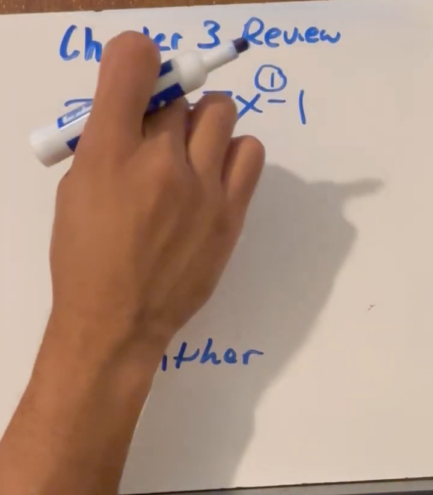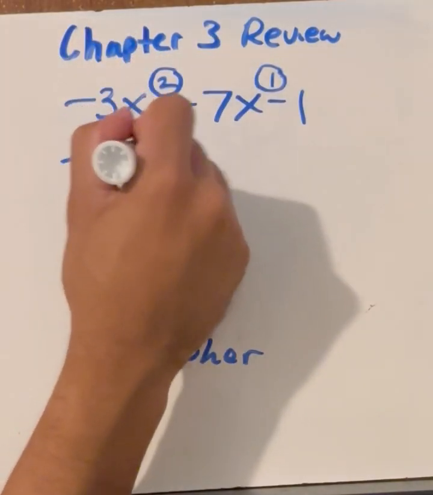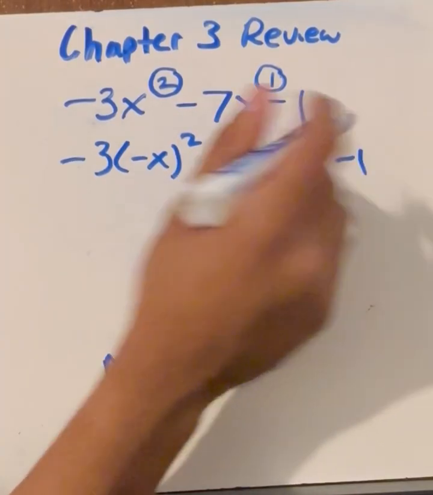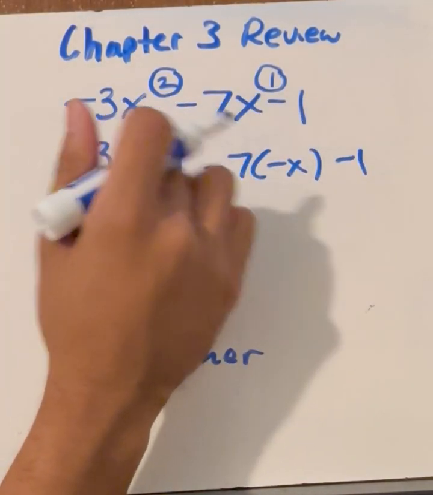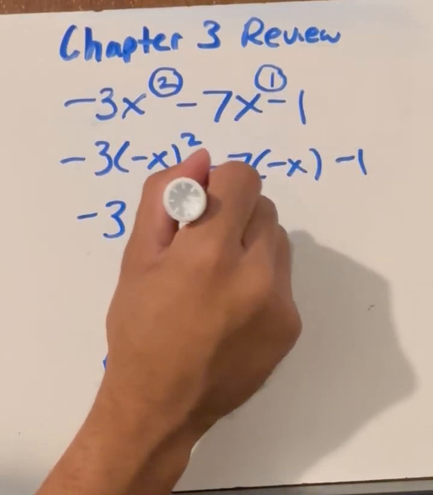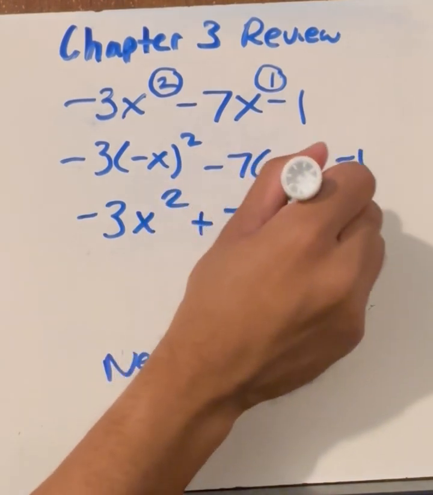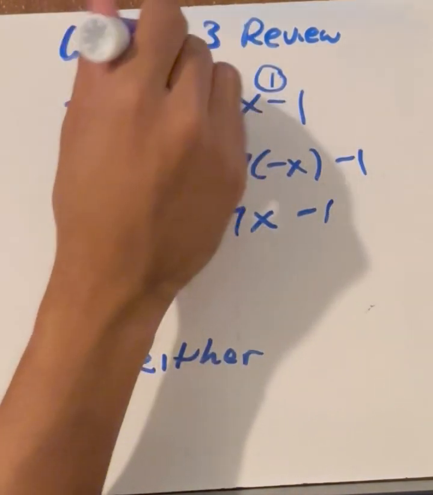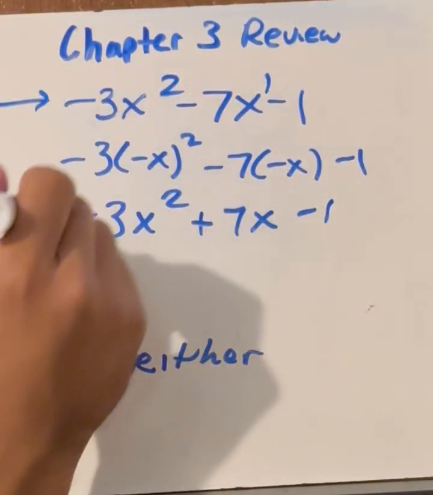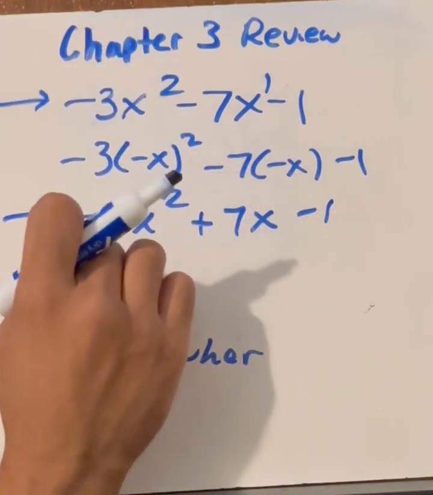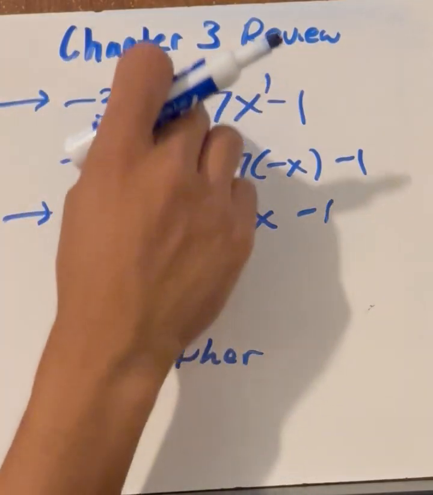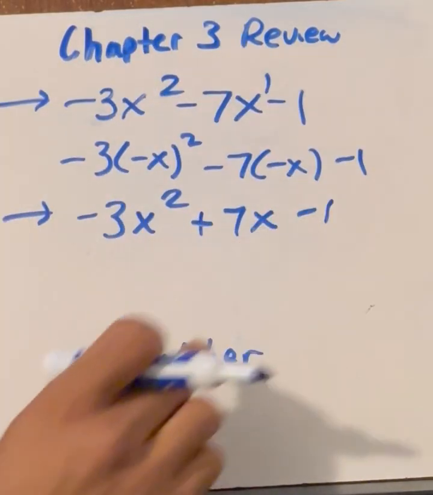But if we plug in a negative x for the x's in this function, negative x times negative x is positive x squared, so this would be negative 3x squared. Negative 7 times negative x is positive 7x, and minus 1. If we look at the original function and the new function, we see that this sign stays the same, this sign changes, and this sign stays the same. So because some signs change, but some stay the same, we're going to say that this is neither.